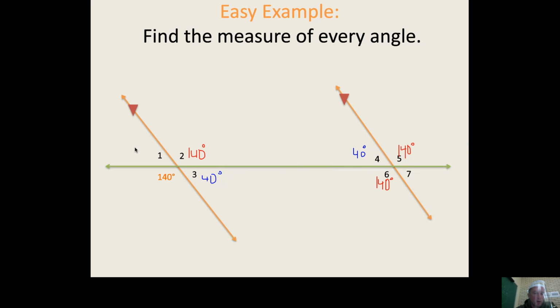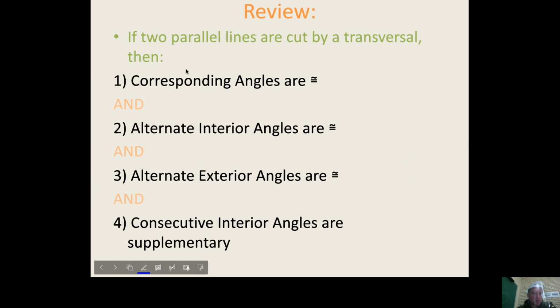Angle 4 and angle 1 are corresponding angles. Angle 3 and angle 7 are corresponding angles. You could also say angle 1 and angle 7 are alternate exterior. Those are your 8 angle measures. 4 of them are 40, 4 of them are 140. And notice how we use these terms to identify what the angle measures are.